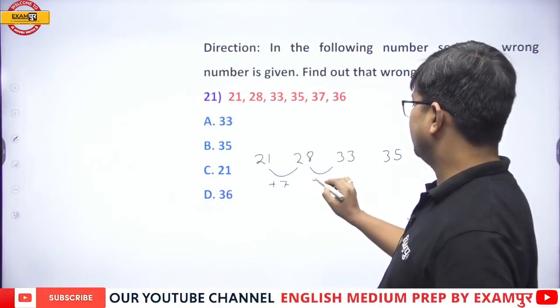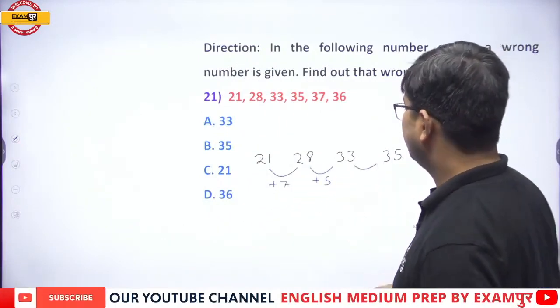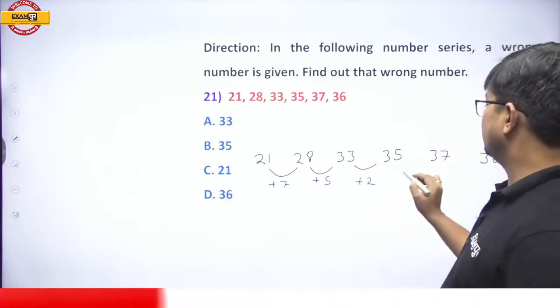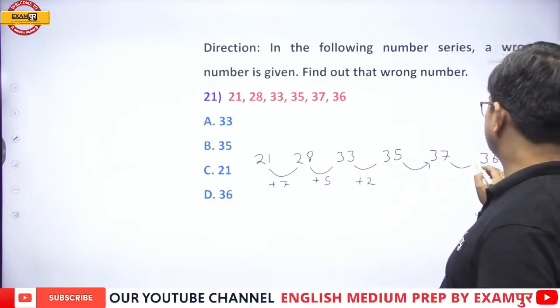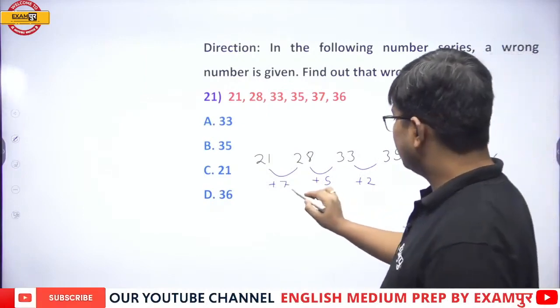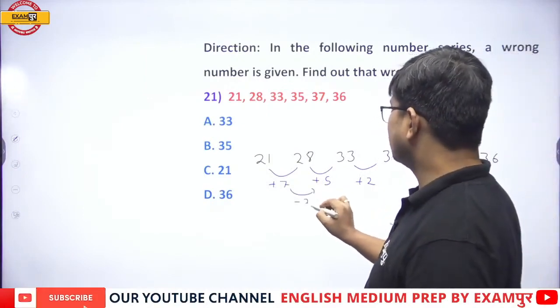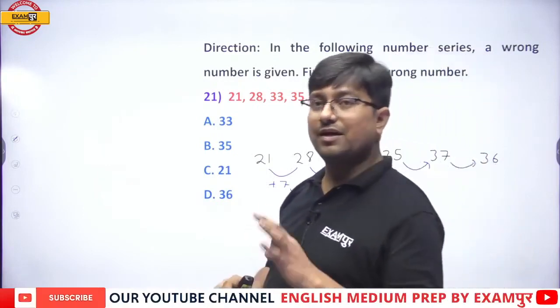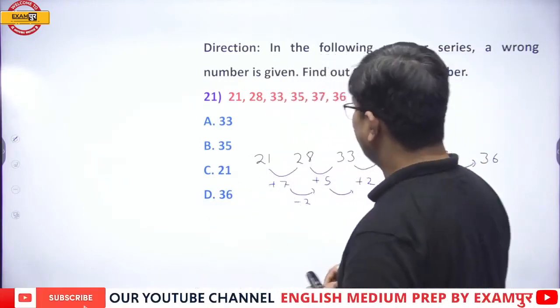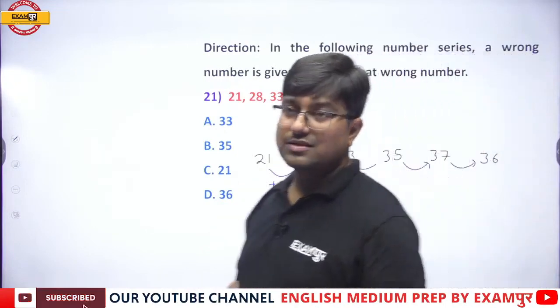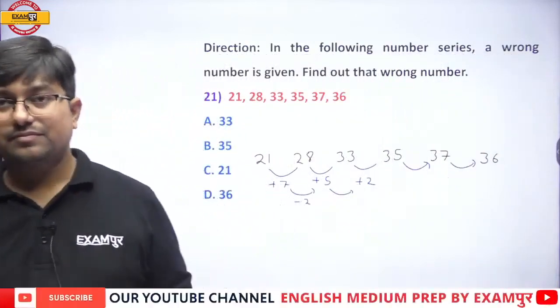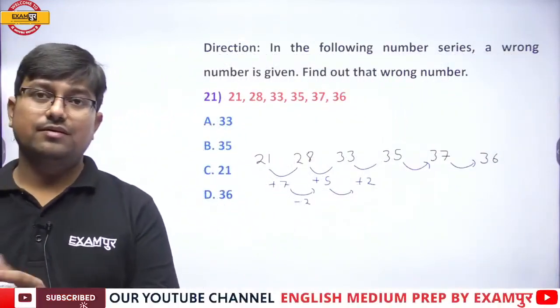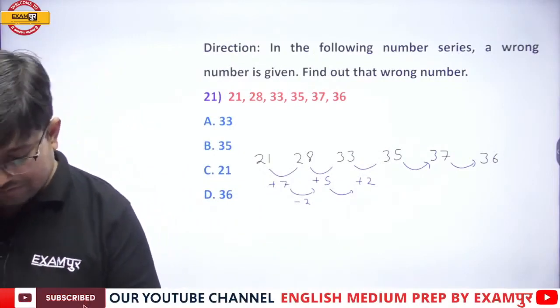See, plus 7, plus 5, okay, here plus 2, here what is going on? See, now here you can see, here minus 2 is being done. Okay, here, minus 3. So, what is being done over here? Some error must be there. What is the error over here? Quickly tell me. Just try to find out the error.